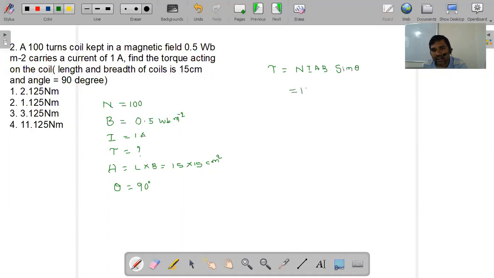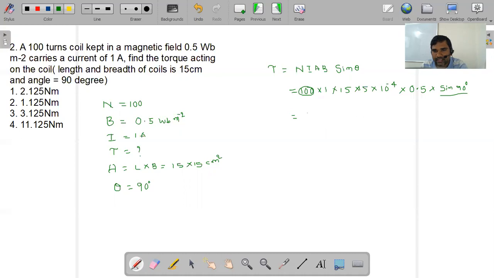Now N is 100 and current I is 1 ampere. Area is 15 into 15 centimeter square. We have to convert into meter. When you convert 15 into 15 into meter, it will become 10 power minus 4. Into, and the magnetic field is how much? 0.5. And again sin 90, theta is sin 90 degree. Okay. Now sin 90 is 1. Next, 100 can be written as 10 power 2.